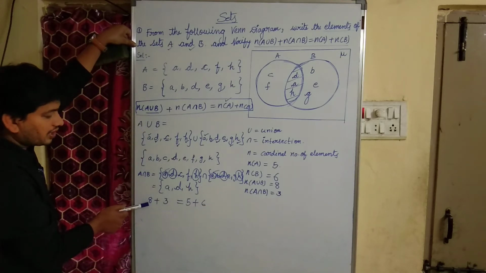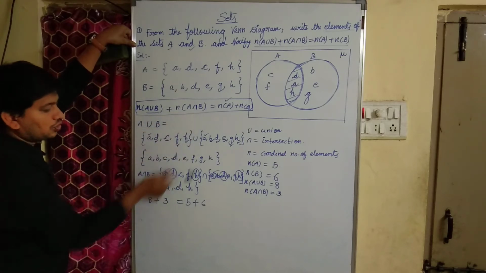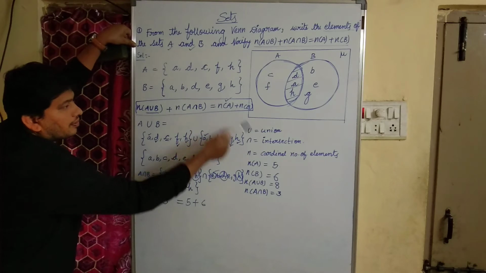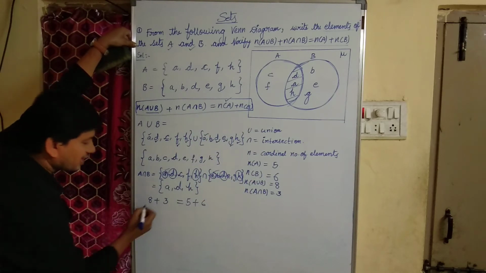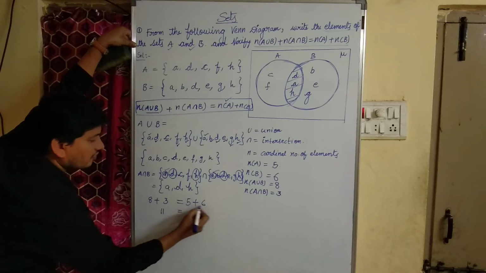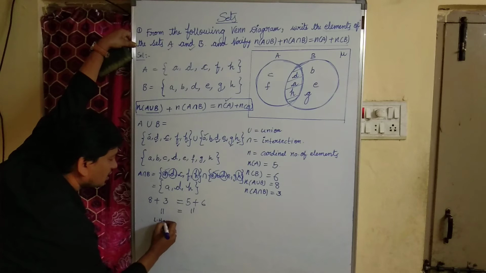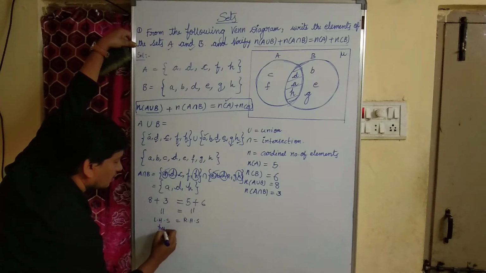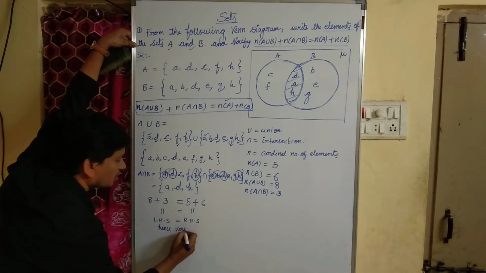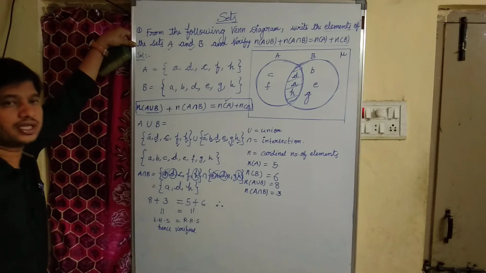N of A union B is 8, n of A intersection B is 3, equal to n of A value is 5 plus n of B value 6. Okay. So 8 plus 3 is 11 and 5 plus 6 is 11. I mean LHS equal to RHS. Hence they are asking to verify, right? Hence verified.